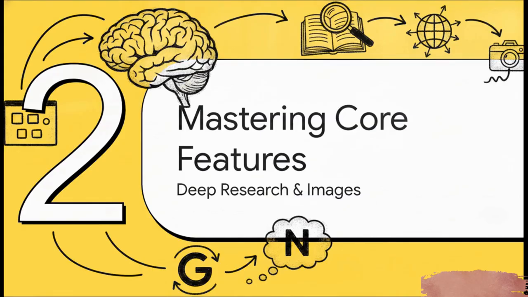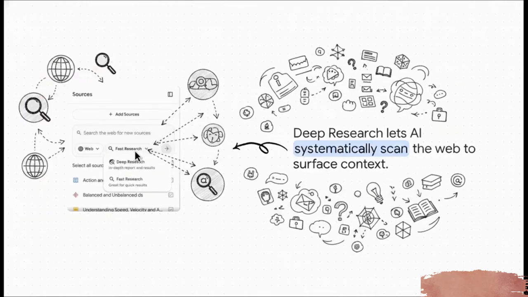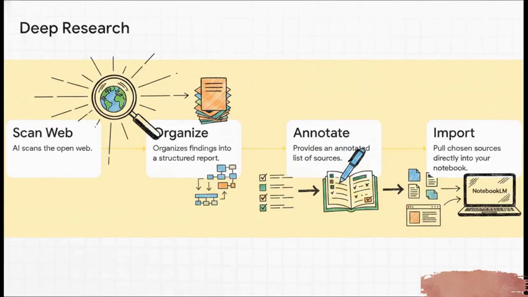All right, moving right along to Section 2, Mastering Core Features, specifically deep research and image to insights. So Google recently rolled out this fascinating update called Deep Research, and it actually shifts the platform just a bit beyond its strict closed corpus origins. While NotebookLM is definitely strongest with your own uploads, Deep Research lets the AI systematically scan the open web. It browses hundreds of sites to surface broader context and help you spot gaps in the current conversation happening around your topic.